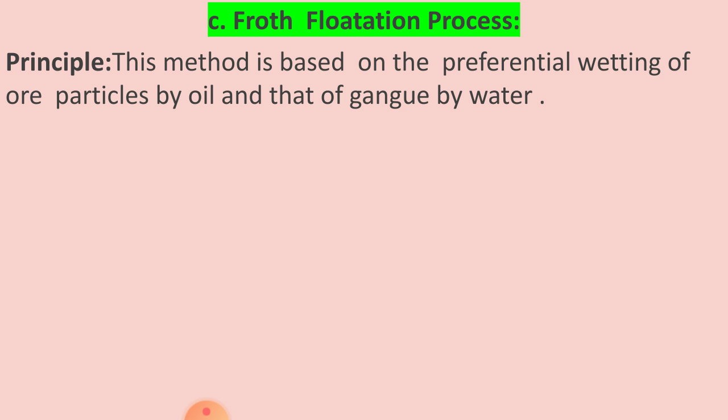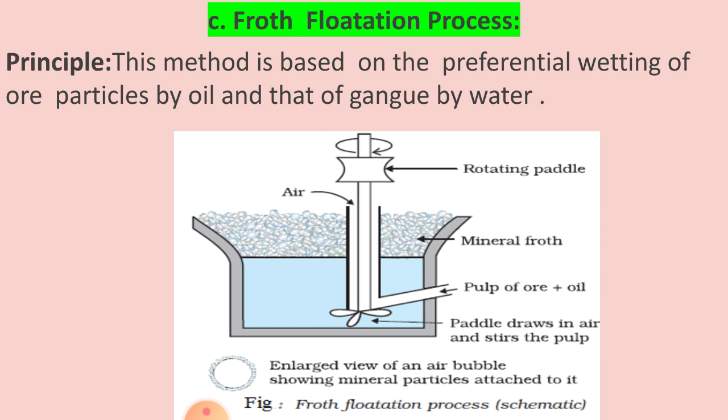Similarly here also we have to use the froth flotation method. So first of all you have to know about the principle. This method is based on the preferential wetting of ore particles by oil and that of gangue particles by water. So now think about that. Anything wetted by oils becomes light, and anything wetted by water becomes heavy. So that's why this can separate the heavy gangue particles from the ore, which are wetted by oils.